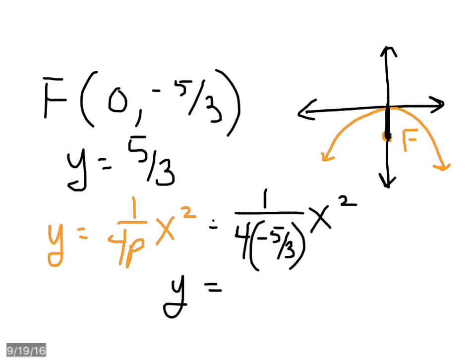What's 4 times -5/3? I right now have 1 divided by -20/3. Do you guys like to have it as a fraction inside of a fraction? No. So what I do is multiply by the reciprocal. What is the reciprocal of -20/3? -3/20.